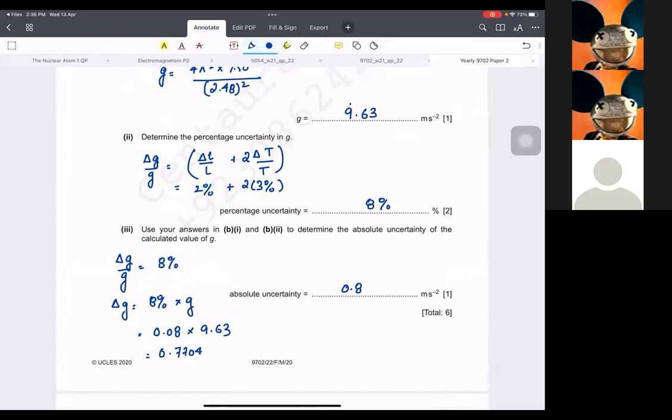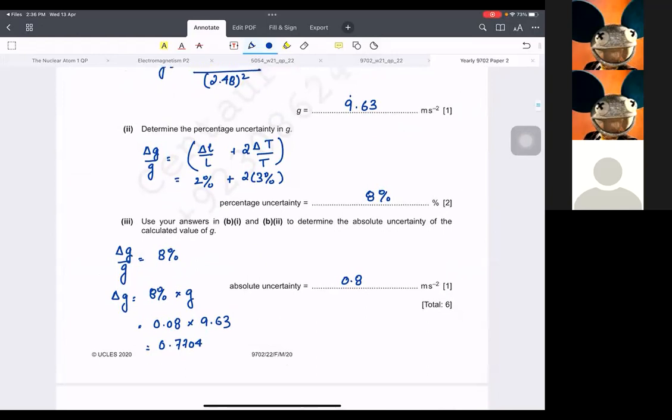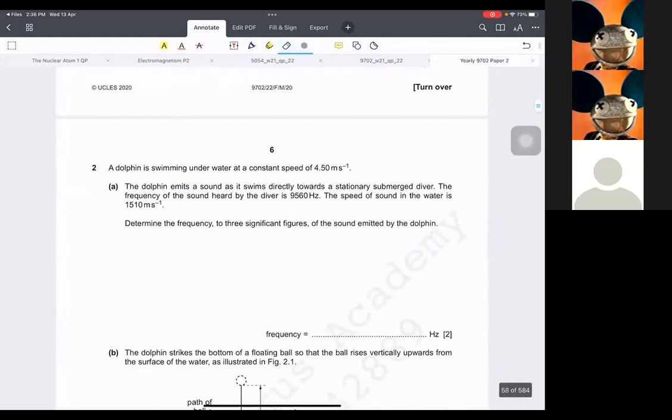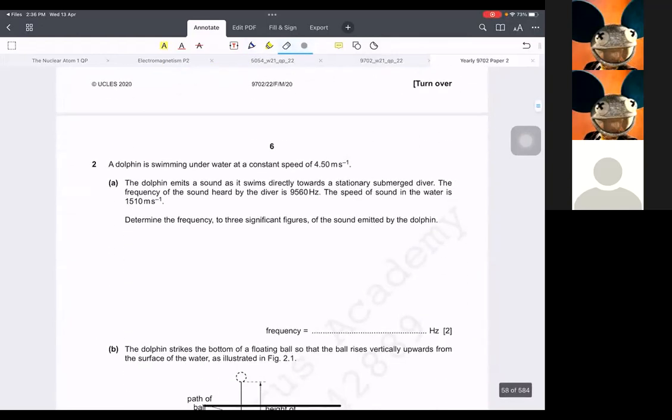All right. Now going to the next. A dolphin is swimming underwater at constant speed. The dolphin emits a sound as it swims directly toward the stationary submerged diver. The frequency of sound heard by the diver is this. The speed of sound in water is this. Determine the frequency emitted by the dolphin.